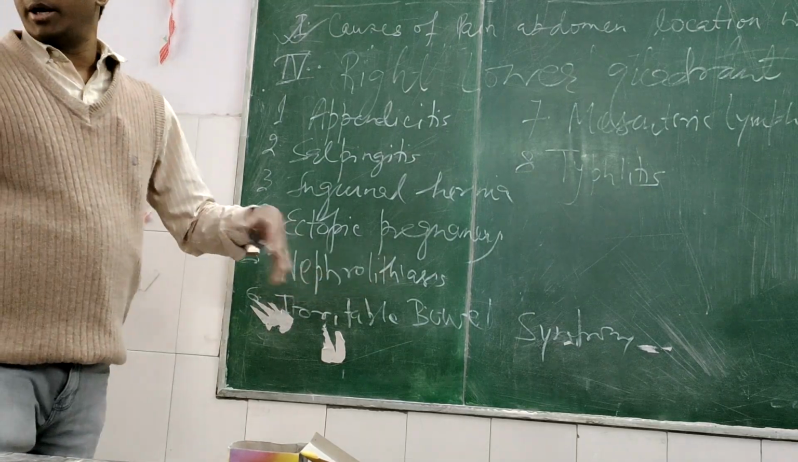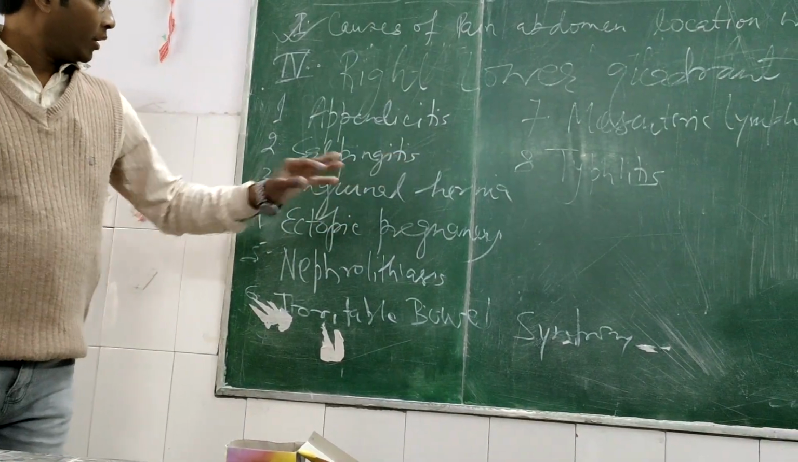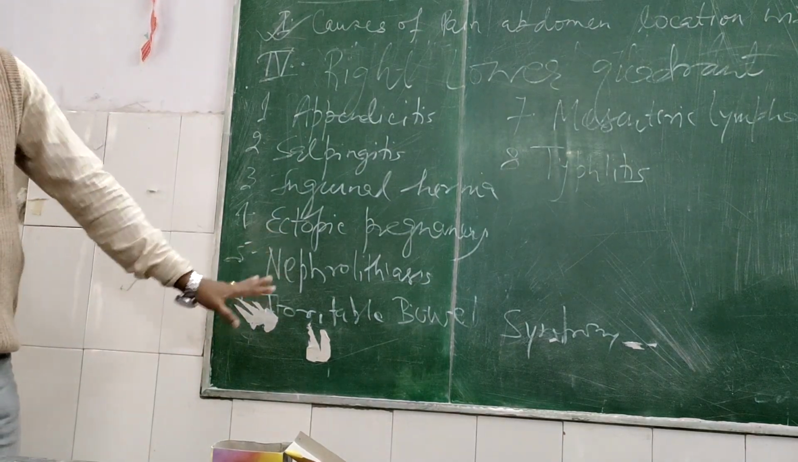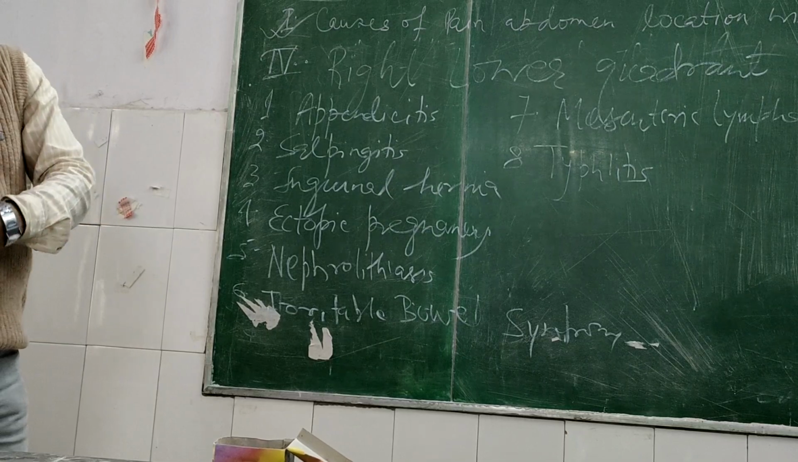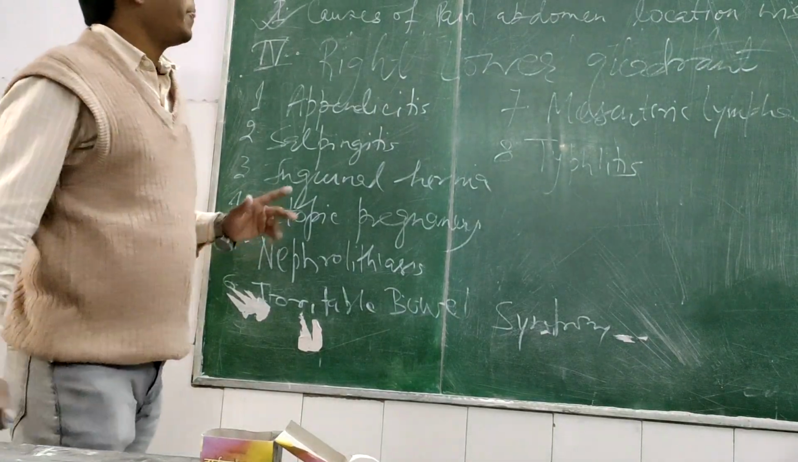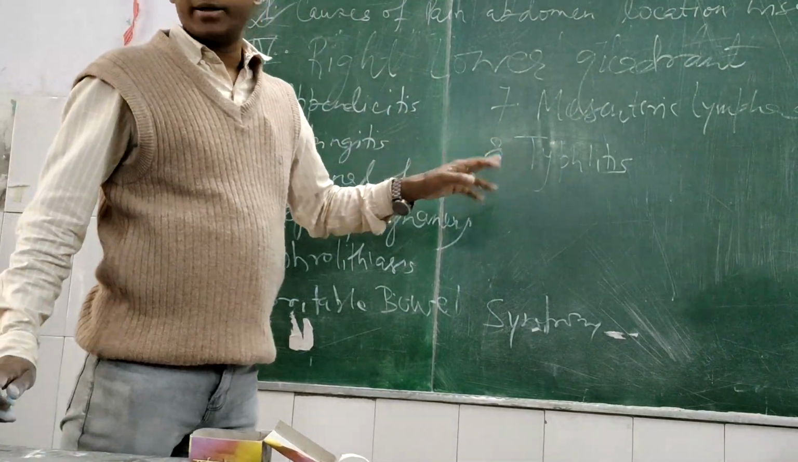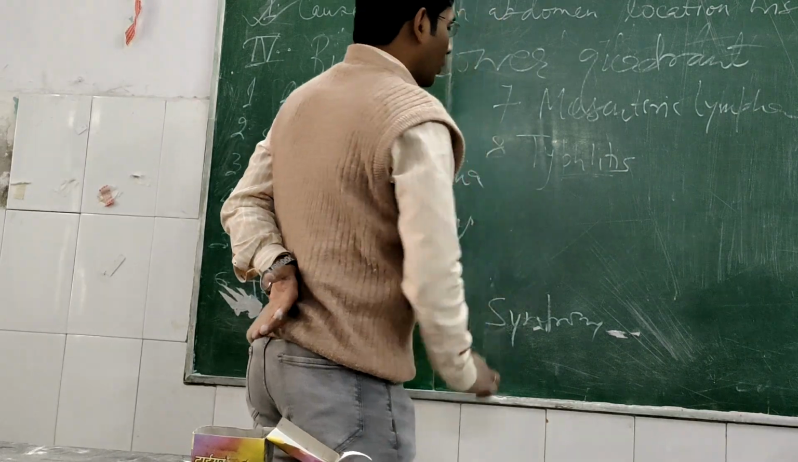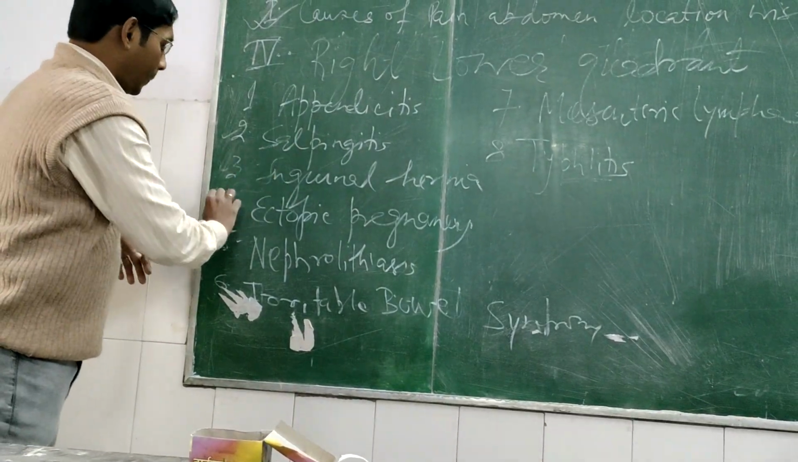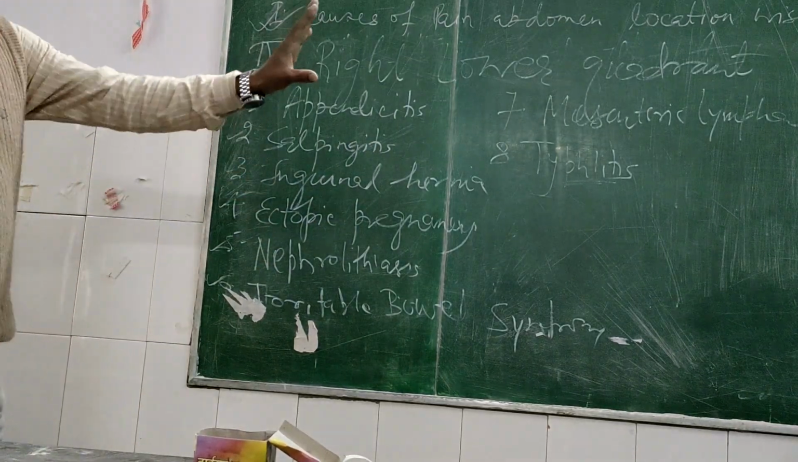Nephrolithiasis, pain of renal stone, can be felt on the right side and the left side also. So there will be common things on both sides. Irritable bowel syndrome: in fact, pain of irritable bowel syndrome is found throughout the abdomen, right lower as well as left lower, because we have bowel on the right side and left side. And mesenteric lymphadenitis, this pain is usually found on the right side, and tiflitis, the inflammation of the cecum, will also be found on the right side. So salpingitis, inguinal hernia, ectopic pregnancy, and nephrolithiasis, and irritable bowel syndrome, these are common on the left side also.